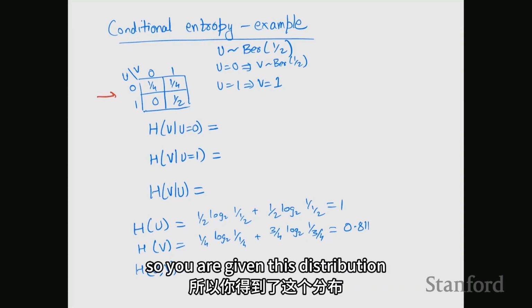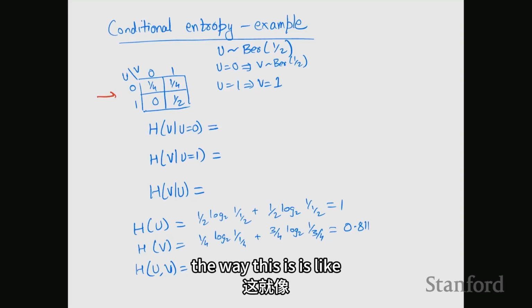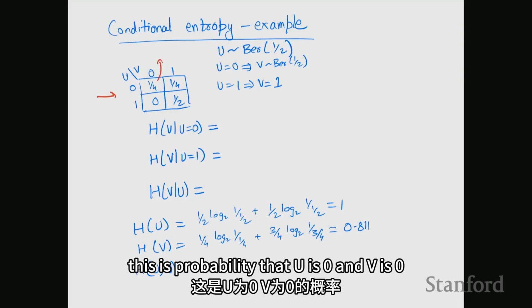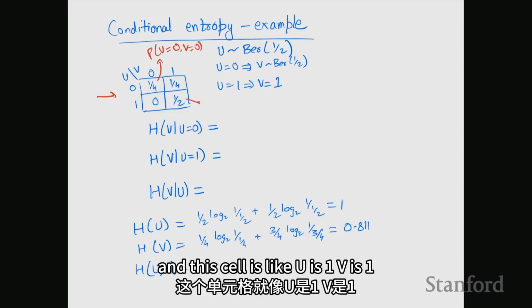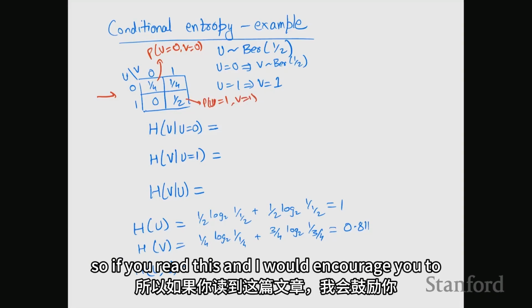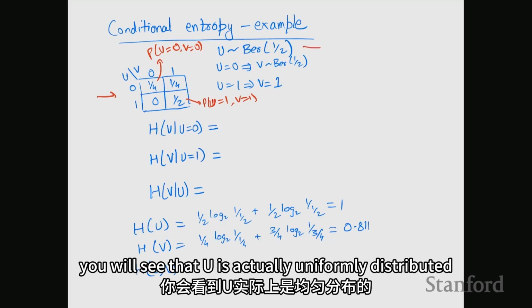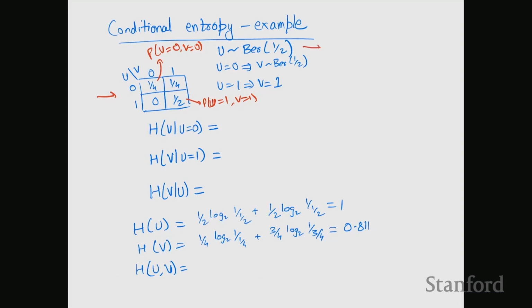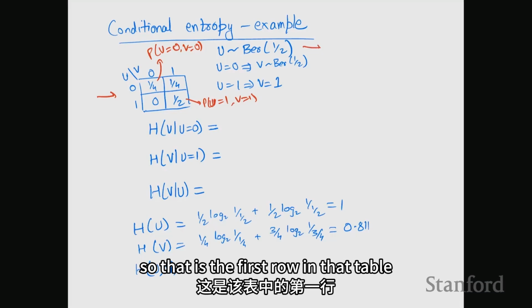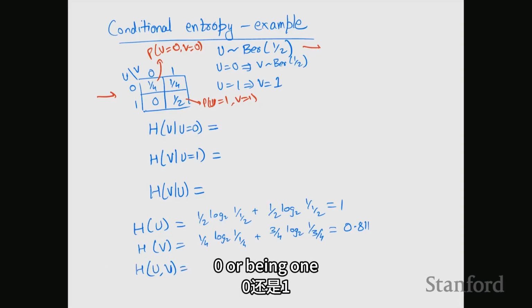So you are given this distribution. This is a joint distribution between U and V, right? So the way this is written is like this cell is the probability that U is 0 and V is 0, right? And this cell is like U is 1, V is 1, right? So if you read this, and I would encourage you to do this carefully at home, you will see that U is actually uniformly distributed in 0, 1. And knowing that U is 0, so that is the first row in that table, means that V has equal probability of being 0 or being 1, right?